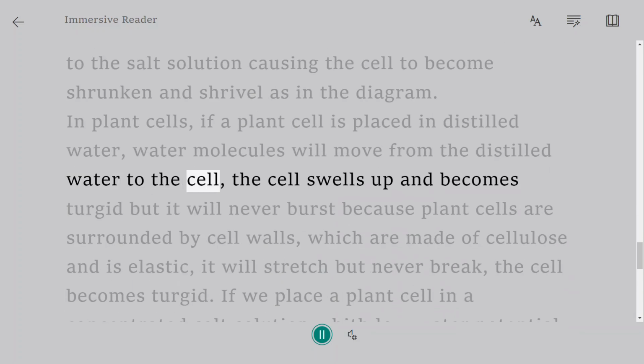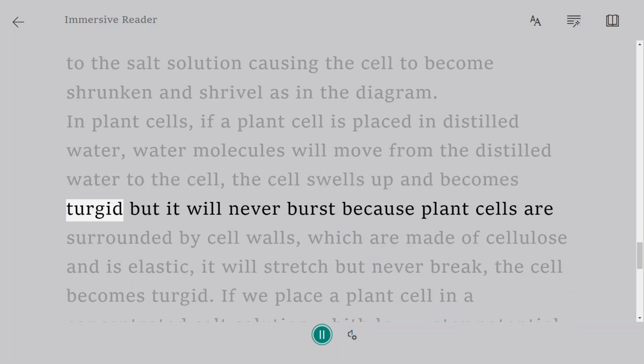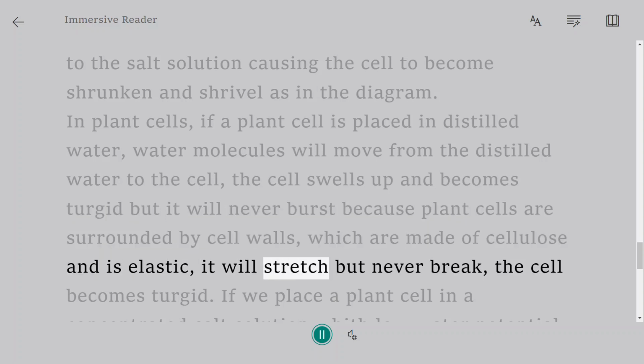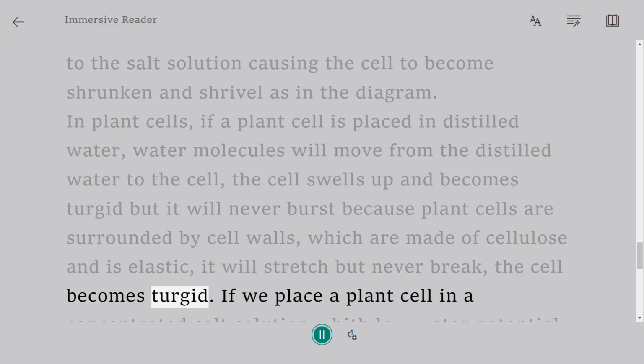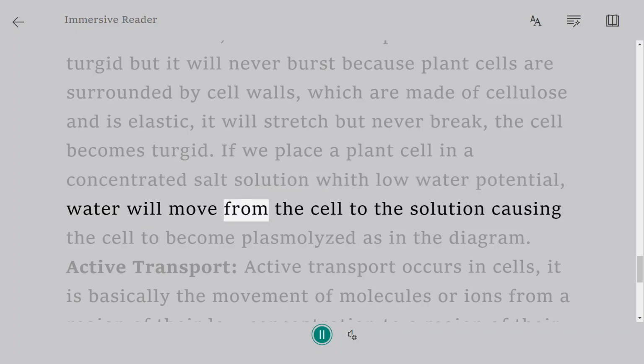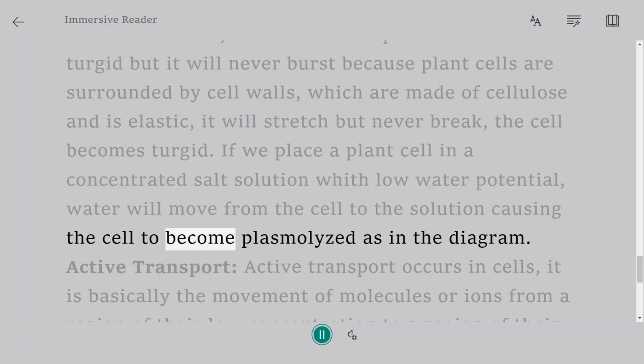the distilled water to the cell. The cell swells up and becomes turgid, but it will never burst because plant cells are surrounded by cell walls, which are made of cellulose and are elastic. It will stretch but never break; the cell becomes turgid. If we place a plant cell in a concentrated salt solution with low water potential, water will move from the cell to the solution, causing the cell to become plasmolysed, as in the diagram.